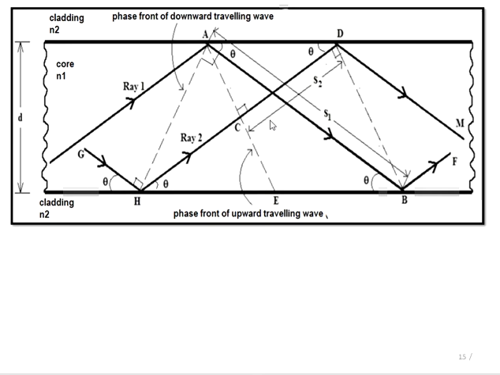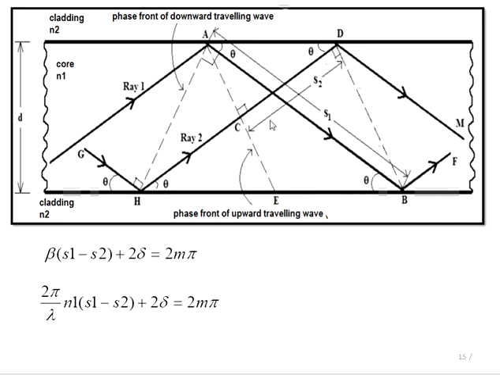So if I put the values of phi 1 and phi 2 in the equation, I will get the equation beta (s1 minus s2) plus 2 delta equal to 2m pi. Again, if I substitute the value of beta, I will get this equation. So actually this is the required phase condition to be satisfied by ray 1 and ray 2, so that there will be constructive interference. Now this is in terms of the distances s1 and s2.